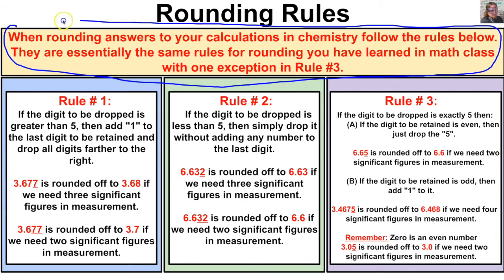And these rules are essentially the same rules for rounding you have learned in a math class, with one exception, that being in rule number 3, which we'll take a look at here momentarily. However, in rule number 1, it says if the digit to be dropped is greater than 5, then add 1 to the last digit to be retained and drop all digits farther to the right.